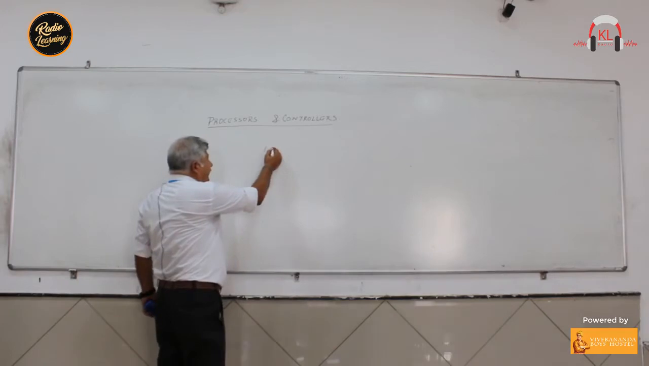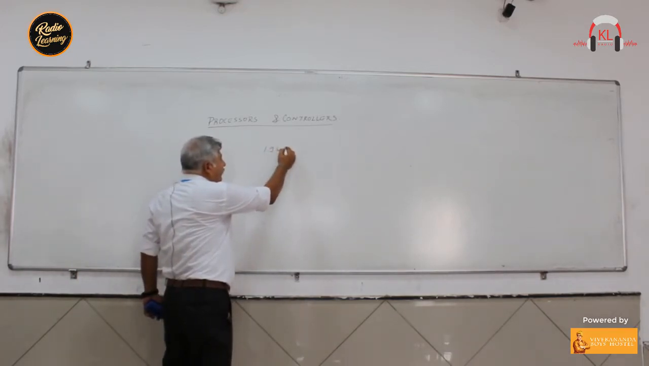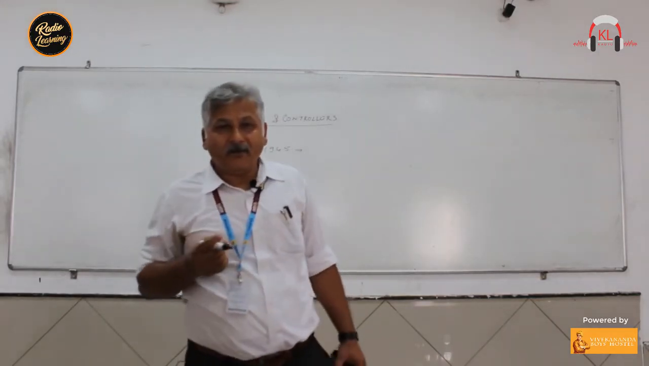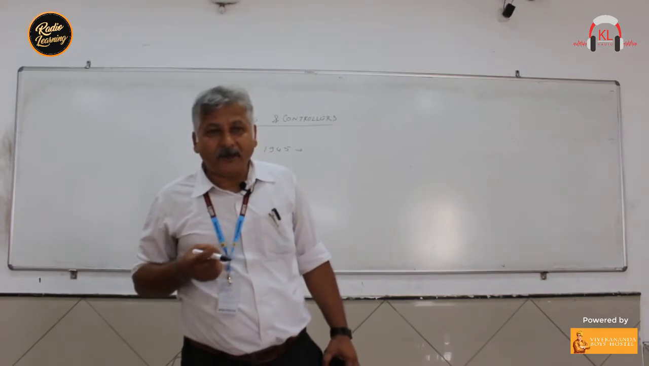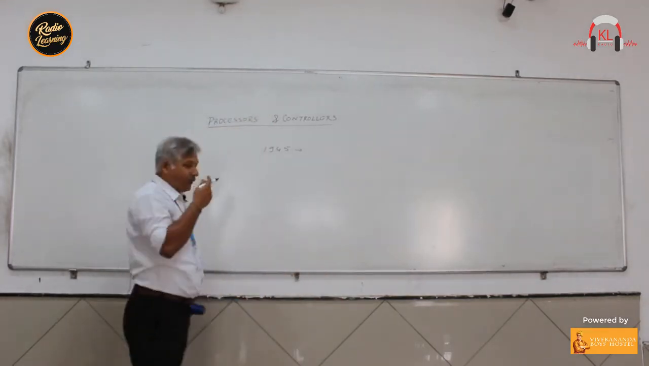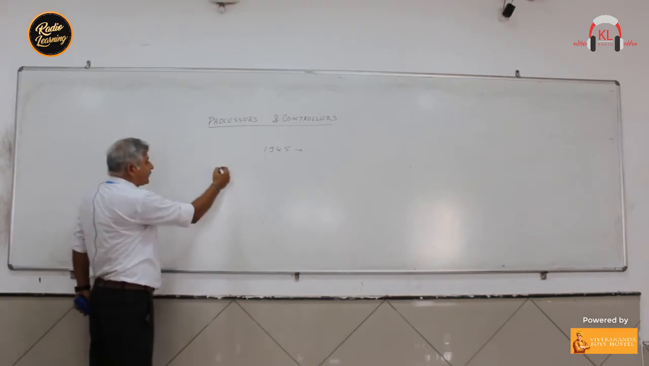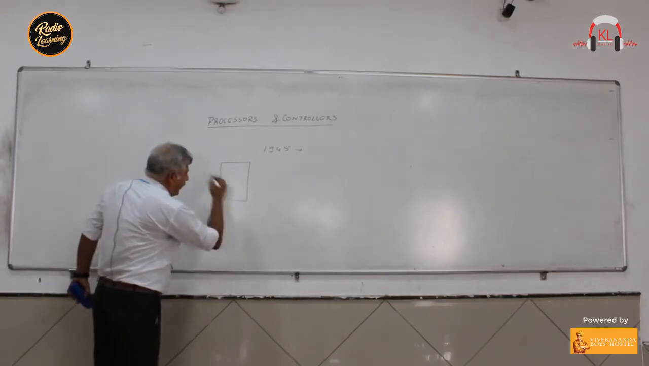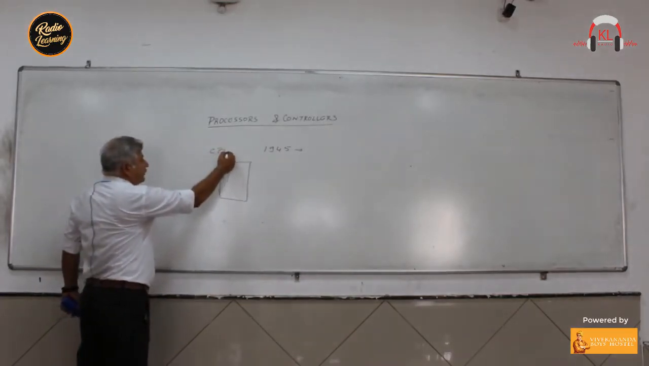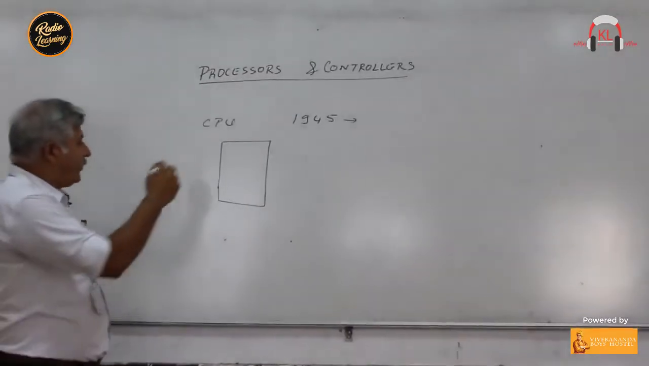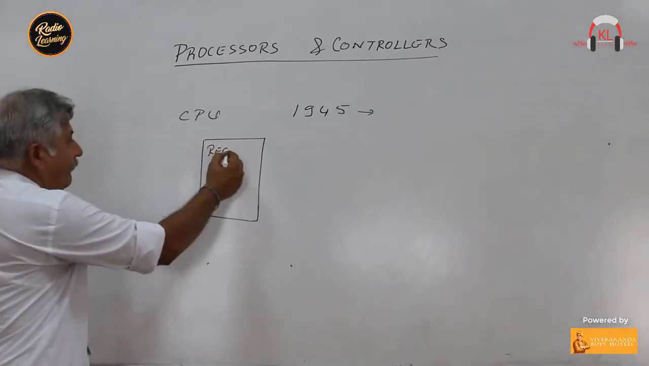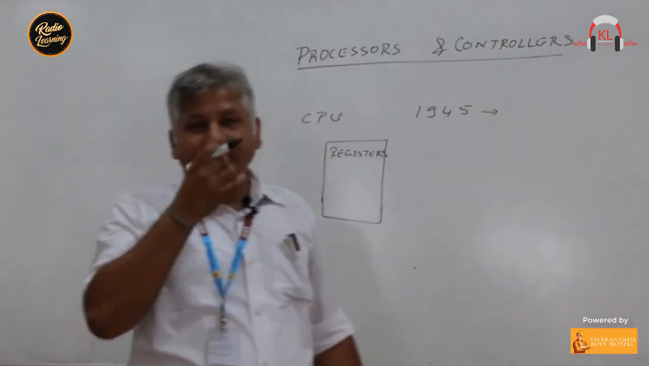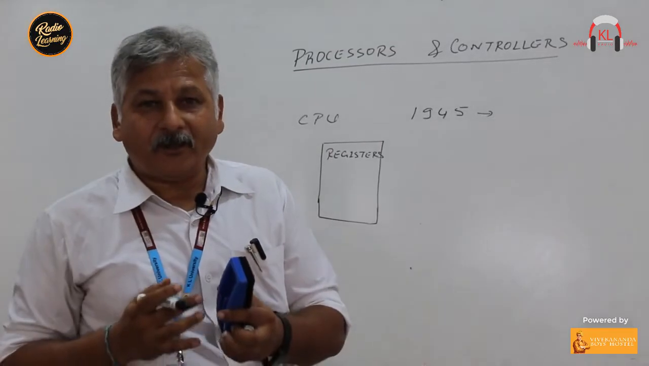See, in 1945, the first digital processor was made. Basically, what is there inside a processor? If we see that, inside a processor, or in other words inside one CPU, central processing unit, we have registers. Registers are used to store content, to store data.